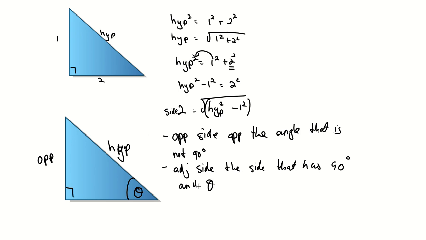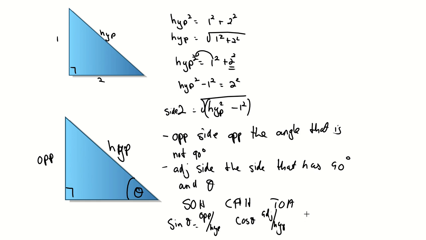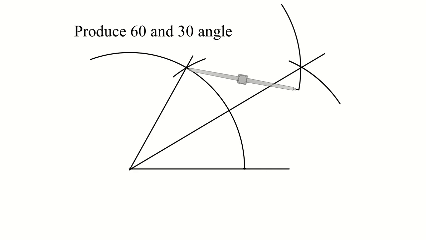Now, depending on what is given, that is when we use SOH CAH TOA, which means sine theta is opposite over hypotenuse, cos theta is adjacent over hypotenuse, and tan theta is opposite over adjacent. So depending on what the question gives you, that is when you know whether to use sine, cosine, or tan. And that is Pythagoras theorem, as well as SOHCAHTOA in a nutshell.